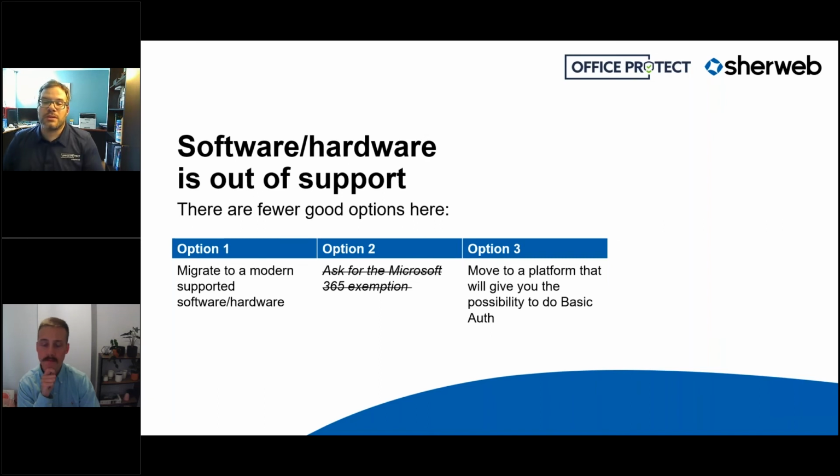Option two, that's the bad news. There used to be a path to ask for an exception from Microsoft 365. Officially, it's dead. They've said officially there is no more exception. It doesn't exist. You can't ask for an exception.